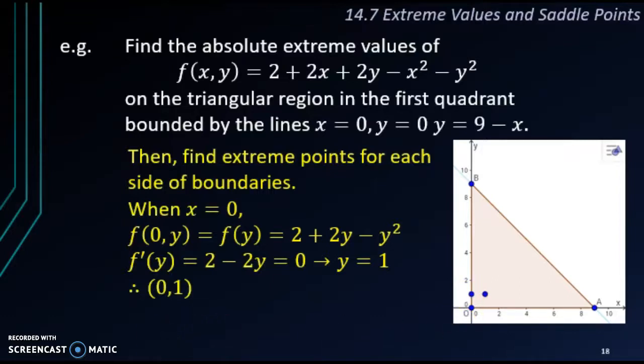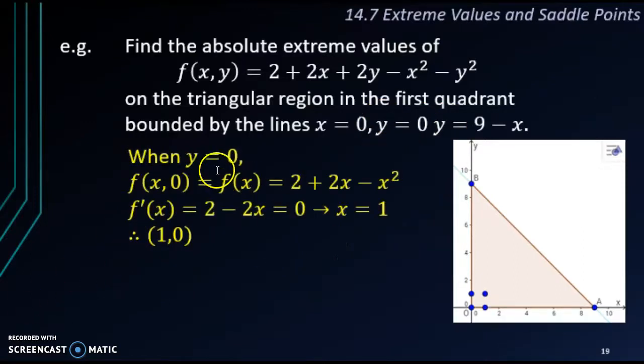Okay, and then the second side, which is y equals 0, we'll take a look here. At y equals 0, we just need to substitute 0 into the y here, and we get a function in terms of x only, which is 2 plus 2x minus x squared. So when it is a function of one variable only, when we want to find the critical point, we just need to differentiate with respect to x, and we get 2 minus 2x, and equalize it to 0, we get x equals 1. And this gives us another point that is 1, 0, which is over here.